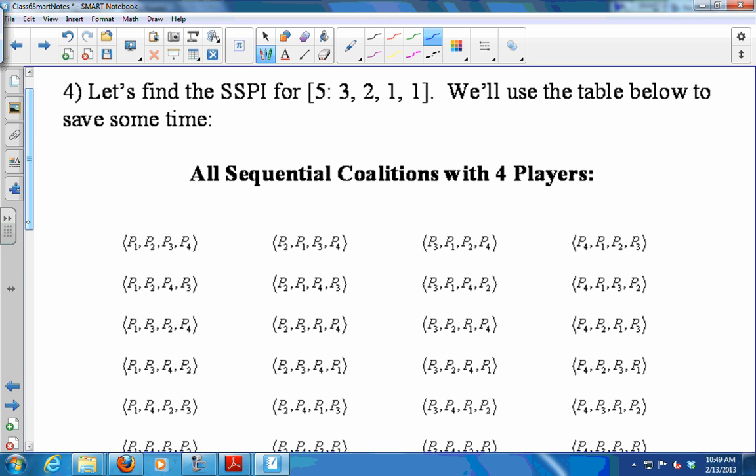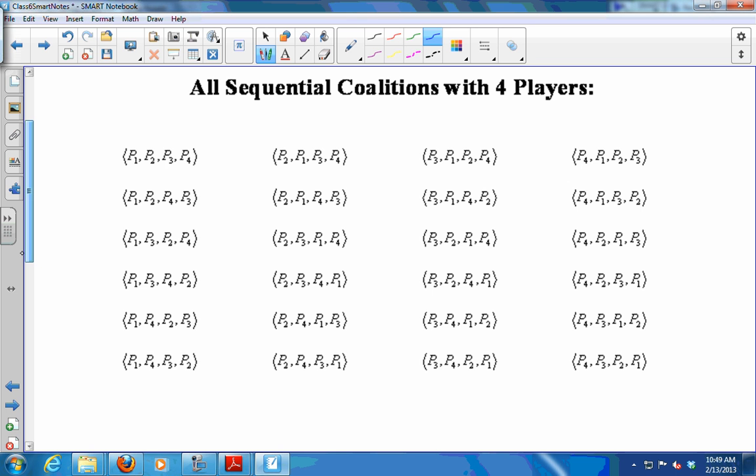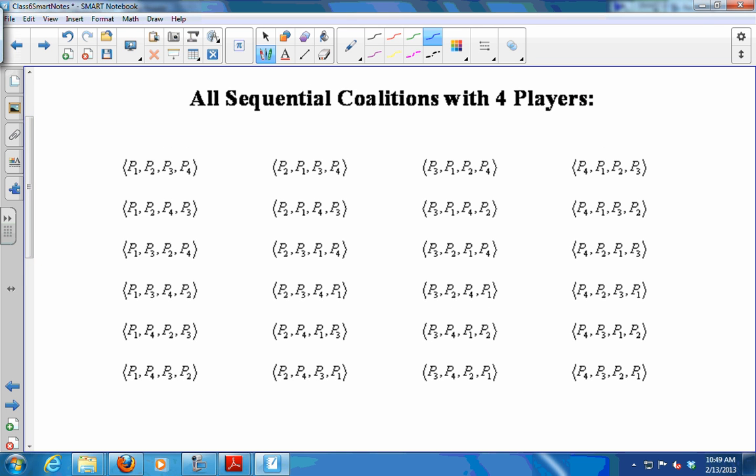So here's a weighted voting system: 5, 3, 2, 1, 1. And to save some time, I wrote out all 24 sequential coalitions because there are 4 players. I also put a bunch of these blank ones at the end of your class notes that you can use when you're doing your homework, so you don't have to write these all out. I'll never give you more than 4 players. With 3 players, there's only 6, so you can write them out without too much trouble. On a test, I'll either give you 3 players or I'll give you 4 players and give you this.